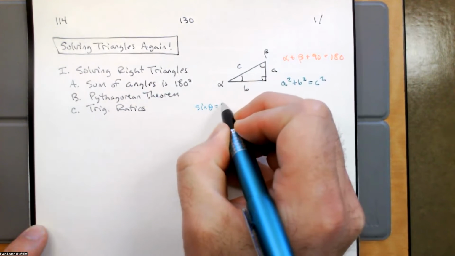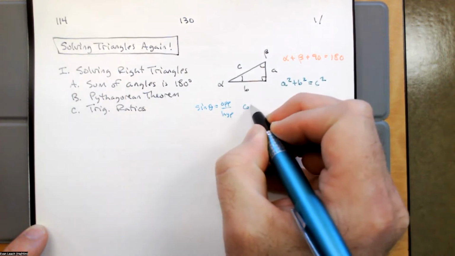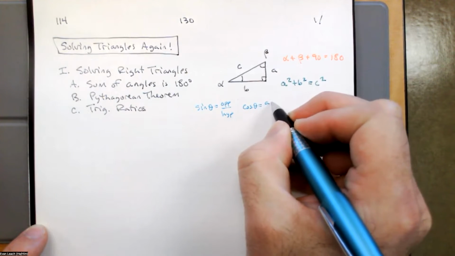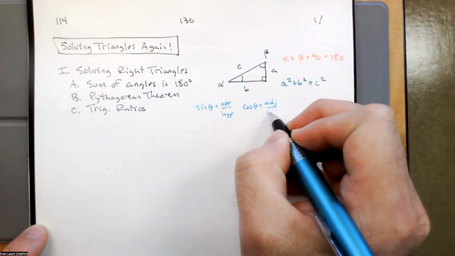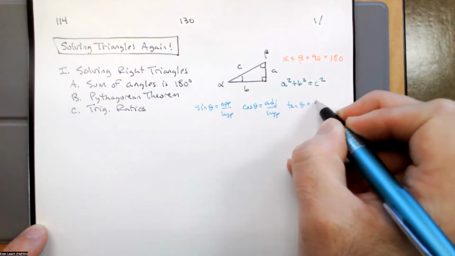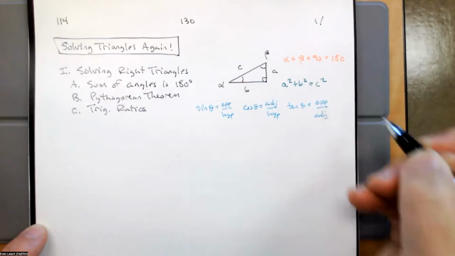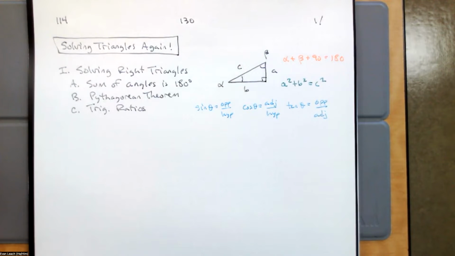Sine theta is opposite over hypotenuse. Cosine theta is adjacent over hypotenuse. And tangent theta is opposite over adjacent. Those are the three tools that we use for solving triangles.